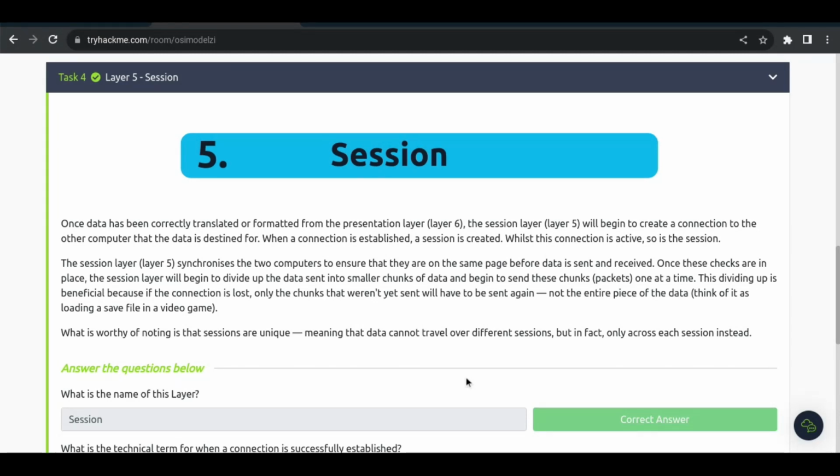What is worthy of note is that sessions are unique, meaning that data cannot travel over different sessions, but in fact only across each session instead.